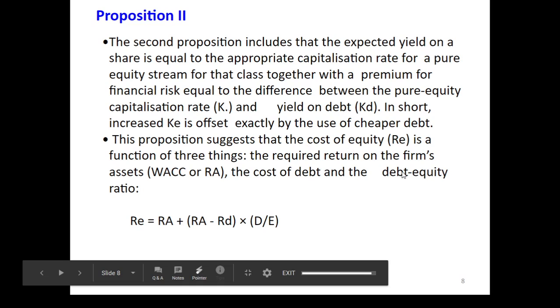Here, the cost of equity equals RA plus (RA minus RD) multiplied by the debt equity ratio, where RA refers to the overall cost of capital.